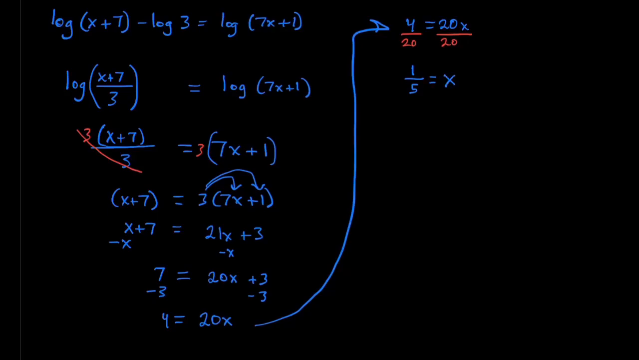Now, what's important is that you have to check this. Because the original equation started off as a logarithmic equation, you'd need to check that this answer will work within the domain. So you could either check it as an entire equation where you plug the 1/5 into every x, or you could do a term by term, which is generally a little faster.